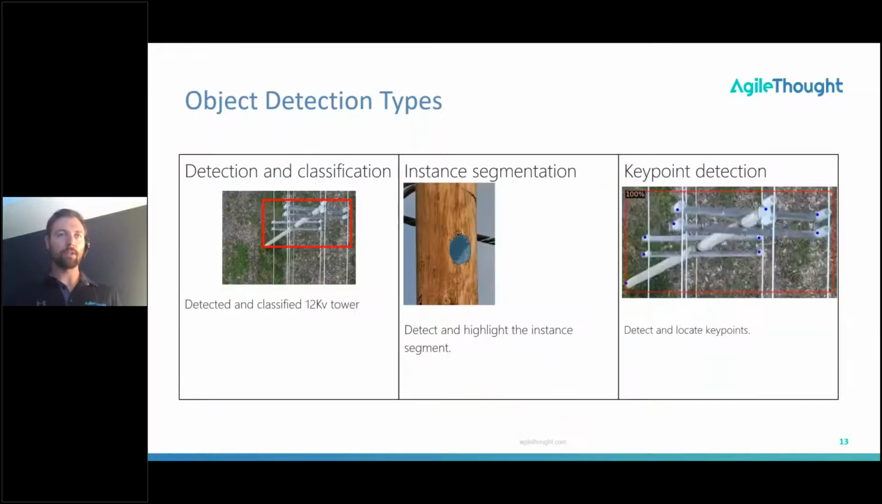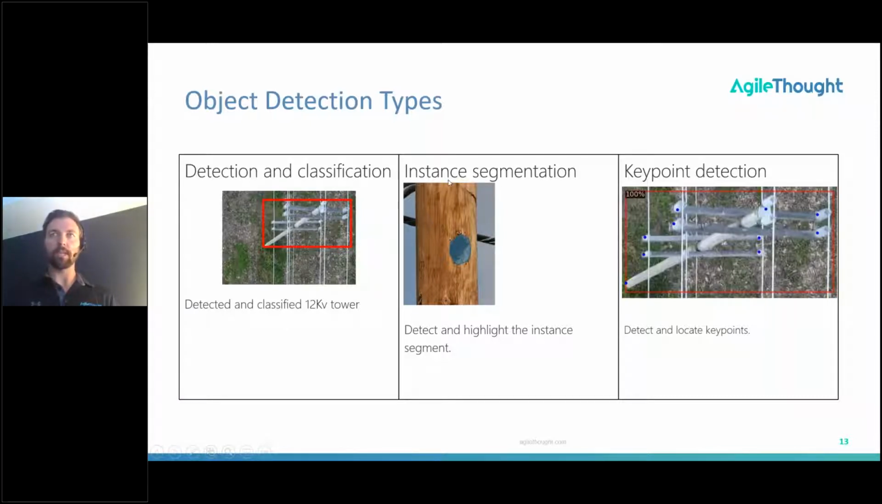Then how does this go together, or how is this useful, for example, in the energy sector? If we take a look at this example here, I show the classic localization with a bounding box around an object. So this is getting quite common, finding an object and then classifying it. So here we located and classified this to be a 12 kilovolt tower.